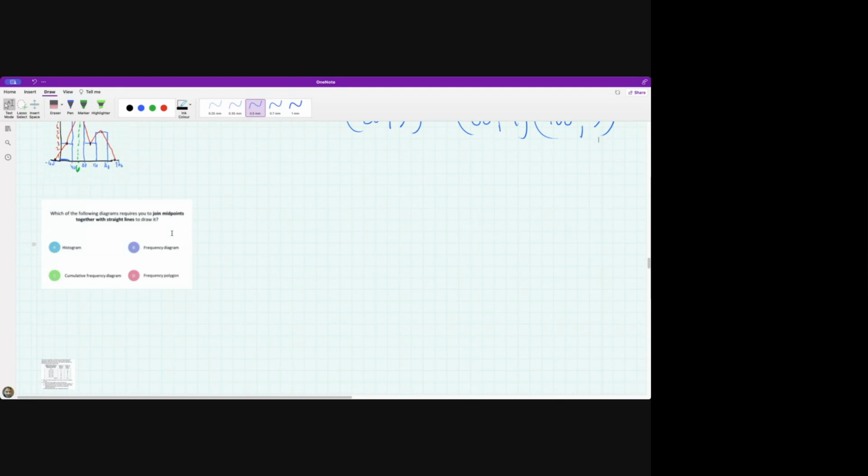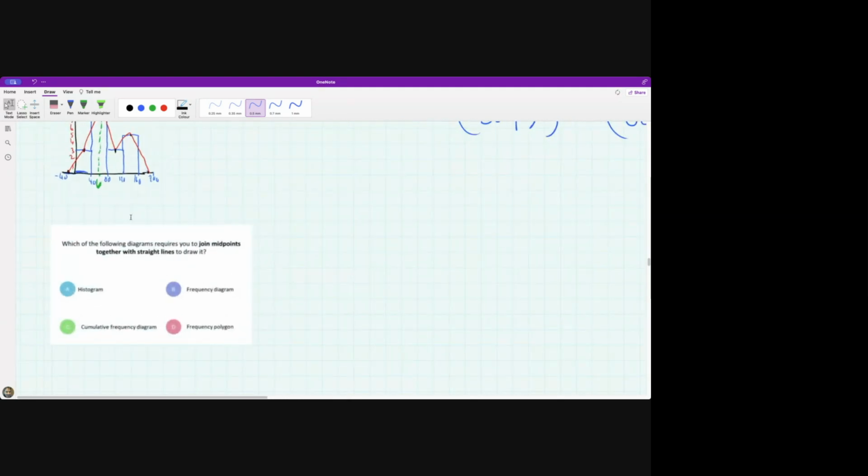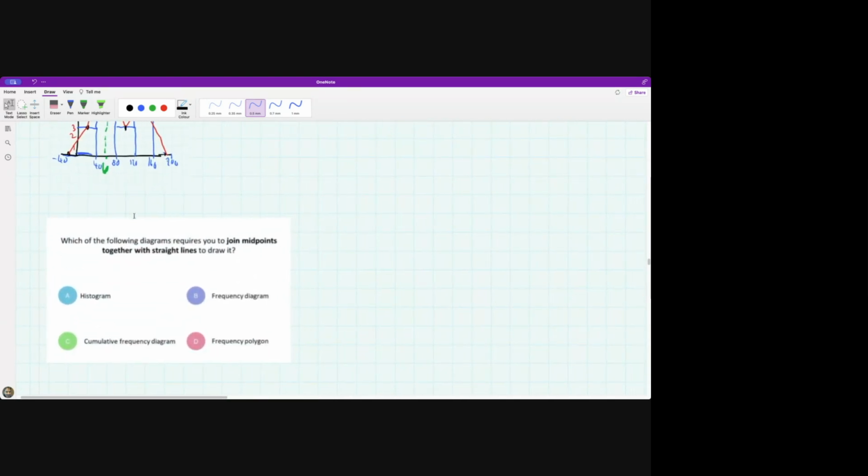All right, last question for today. Which of the following diagrams requires you to join midpoints together with straight lines to draw it? Is it A, B, C, or D? Which option do you think is going to be correct?